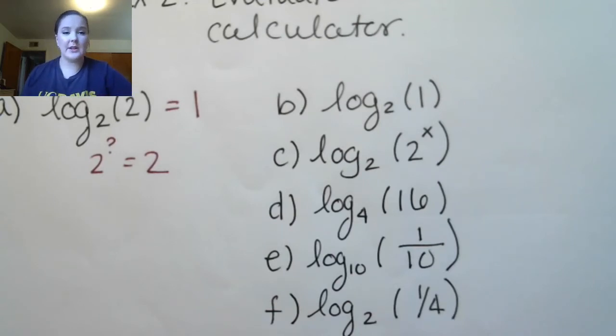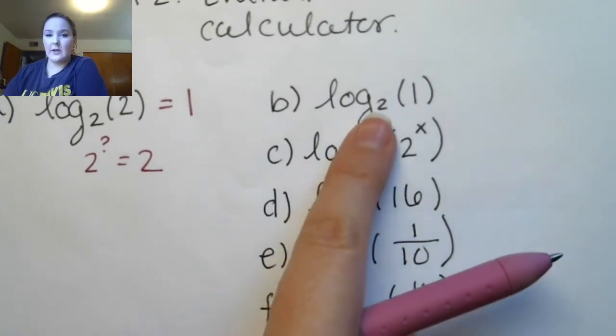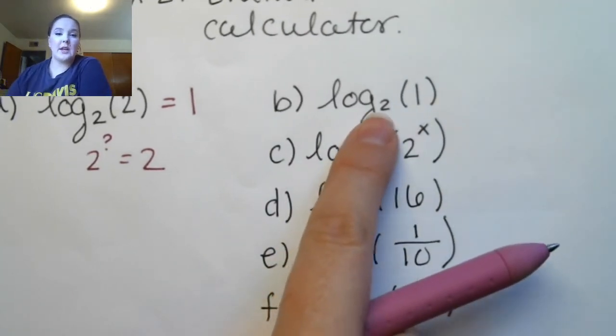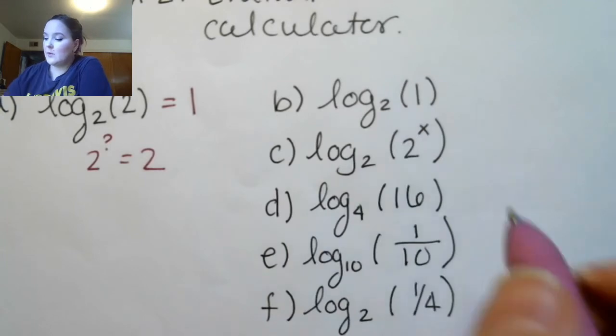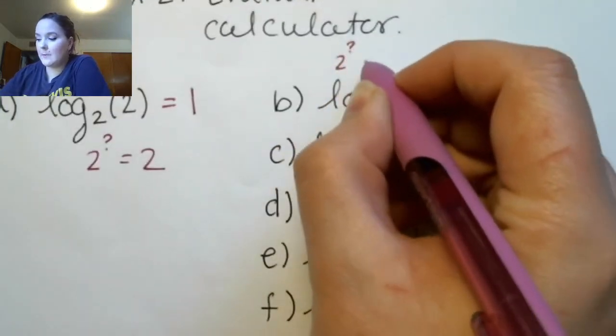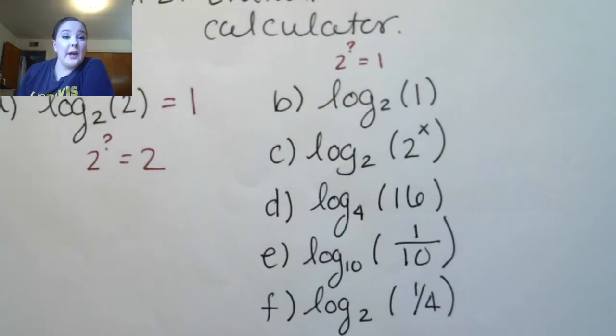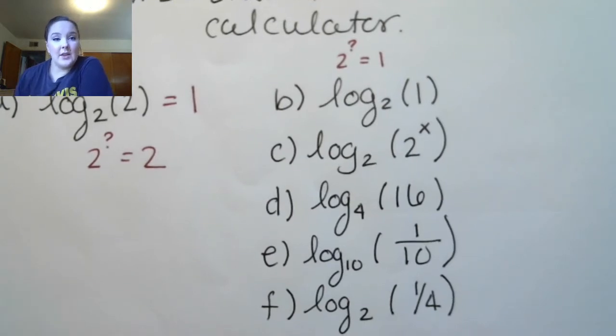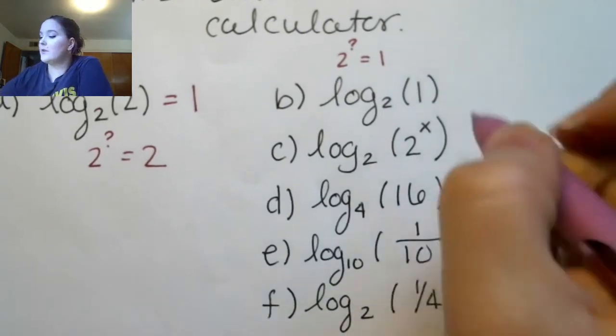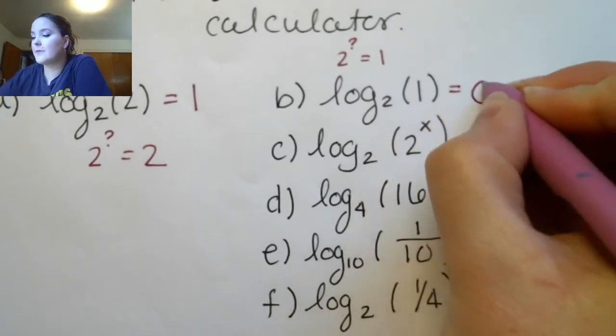Now that you have your answers for yourself, let's go ahead and look at what the answers would be. So we're saying 2 to what power is equal to 1? We have to remember our exponent rules again. And we know that anything to the 0 power is 1. So this is going to be 0.